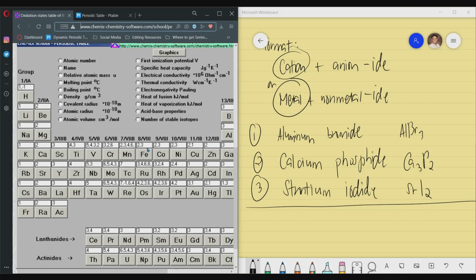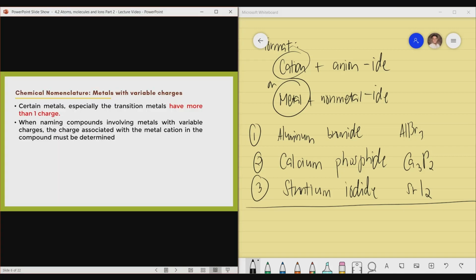Ang tawag po kay iron ay metals with variable charges. Ibig sabihin, higit pa sa isa ang kanyang charge. Dahil higit pa sa isa ang kanyang charge, may iba pang uri ng pagpapangalan kapag may involved na iron. Tulad din kay titanium, vanadium, chromium, ganyan. May ibang uri ng pagpapangalan. And that is the thing that I'll be discussing.